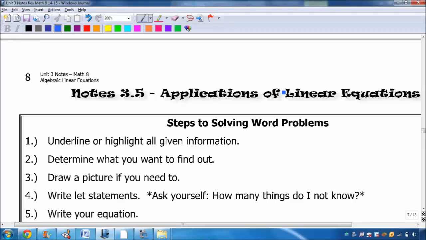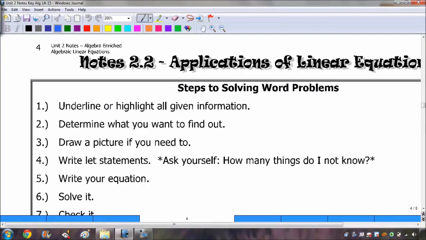All right, notes 3.5 are on applications of linear equations. And what we need to do is whenever we solve word problems, if we follow the following steps, it'll make things so much easier for us. So the first thing I want you to do is to underline or highlight out all the given information, okay? Then I want you to determine what you want to find out.